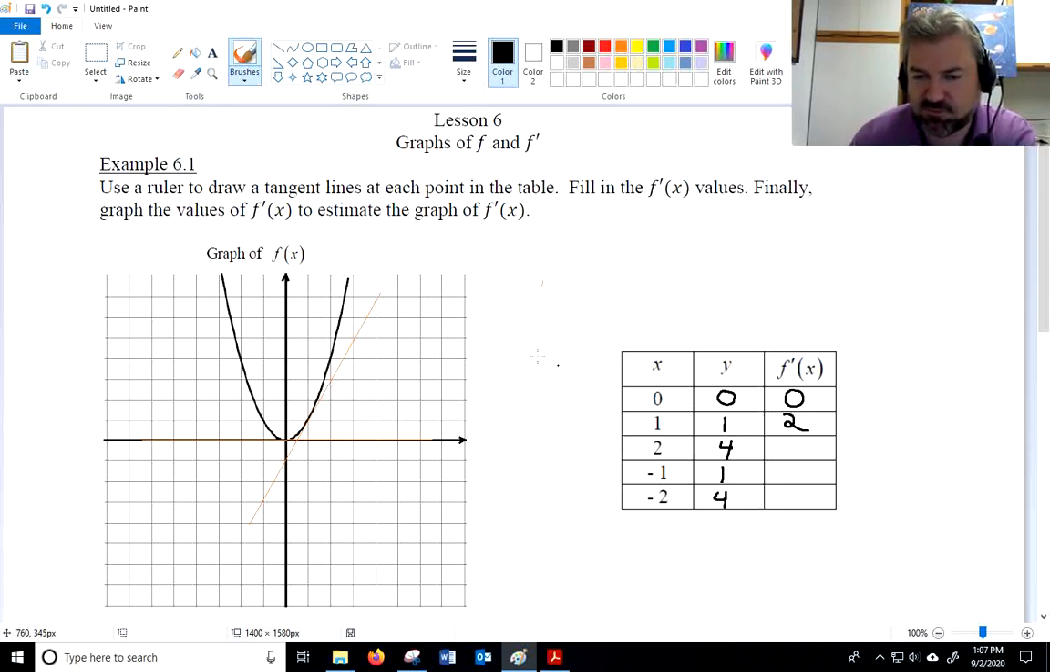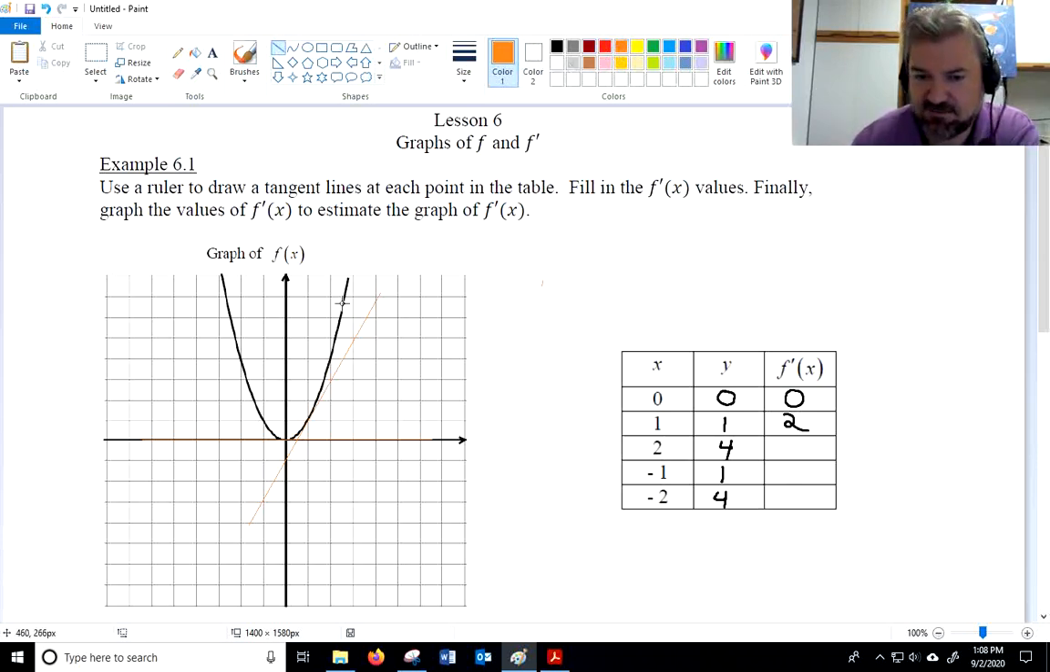So remember, we're making a function f prime based on the slopes of the tangent lines at different x values. These are not the y values of the graph. These are the slopes of the graph. Another term for slope of the tangent line is slope of the graph. All right, let's do another one.